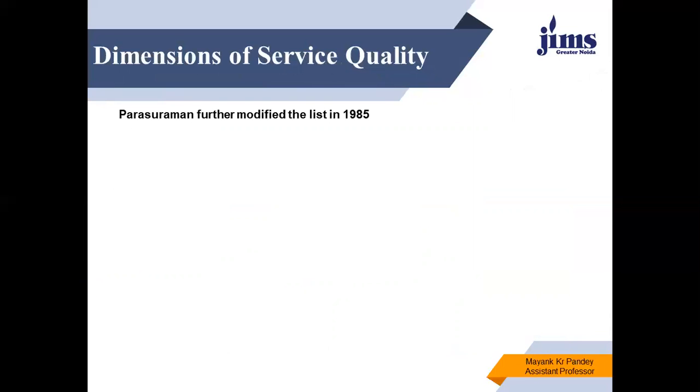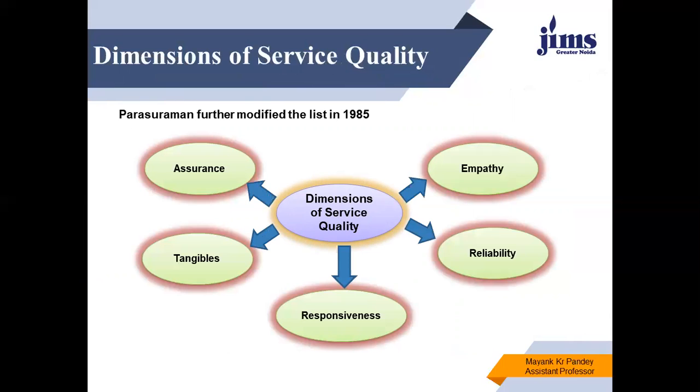Further, he modified the list again, and he brought down these five features. After analyzing all the 10 service quality dimensions proposed by Parasuraman, he refined the list and proposed these five dimensions. The very first is assurance, right? Another one is empathy. Next one is tangibles, then reliability. Last one is responsiveness, right?